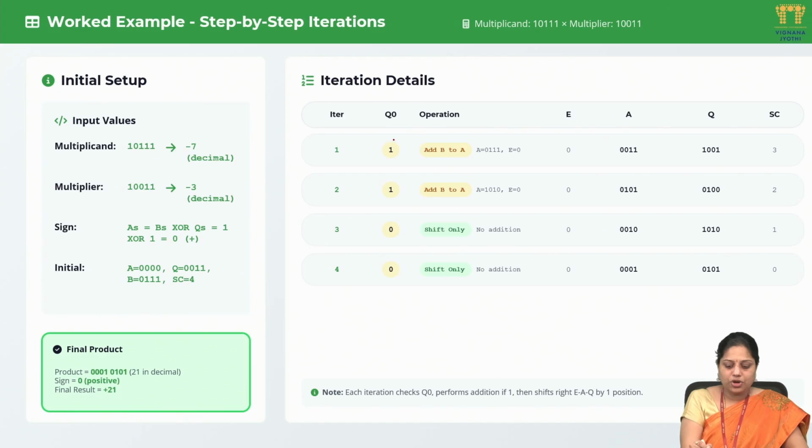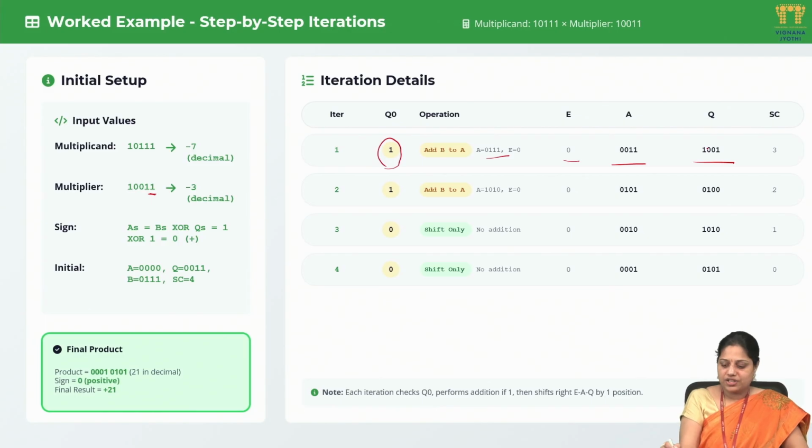In the first iteration, I'm going to check the value of Q0, that is the LSB bit of the multiplier. As the LSB bit of the multiplier is 1, here you can see it is 1. So if it is 1, the first step is we need to add registers A and B. So I'm going to add registers A and B. The result becomes 0111, and now the carry bit is 0, so the E value is 0. After this, I'm going to perform the right shift operation for all the registers E, A and Q.